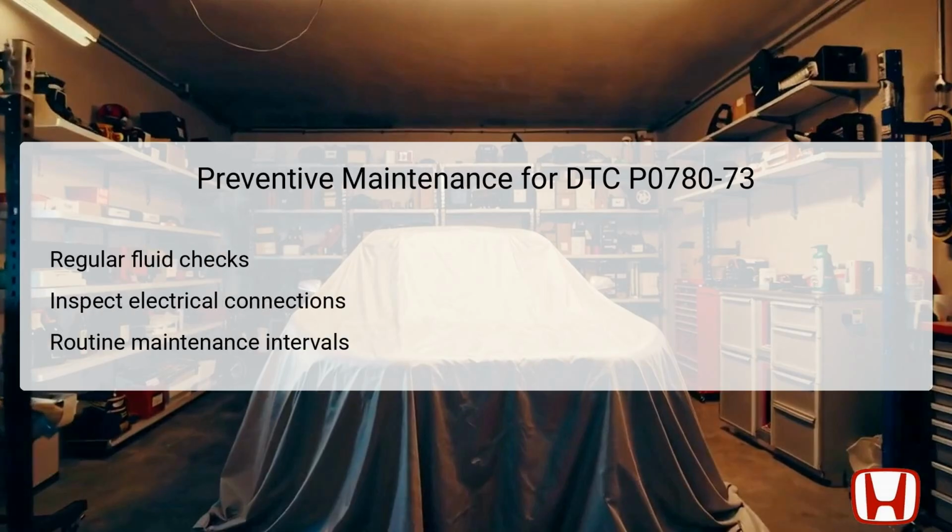To prevent future occurrences of DTC P0780-73, implementing preventive maintenance is key. Regular checks of the transmission fluid level and condition can help identify any contamination or degradation that may affect the solenoid's performance. Inspecting electrical connections on a routine basis for signs of corrosion or looseness also plays a vital role in maintaining the integrity of the system.